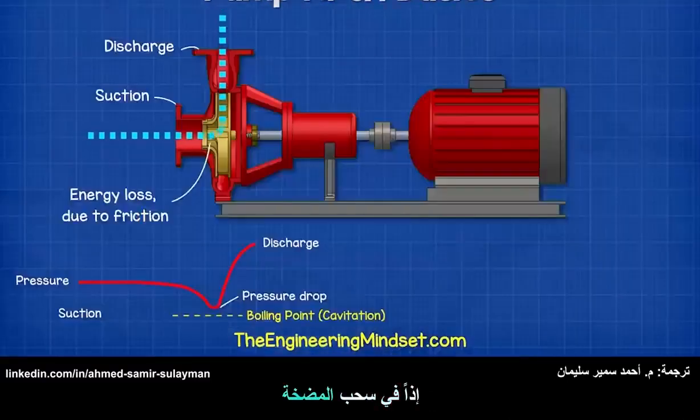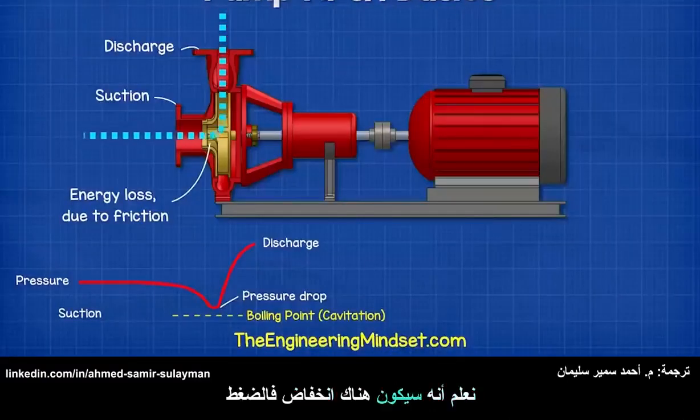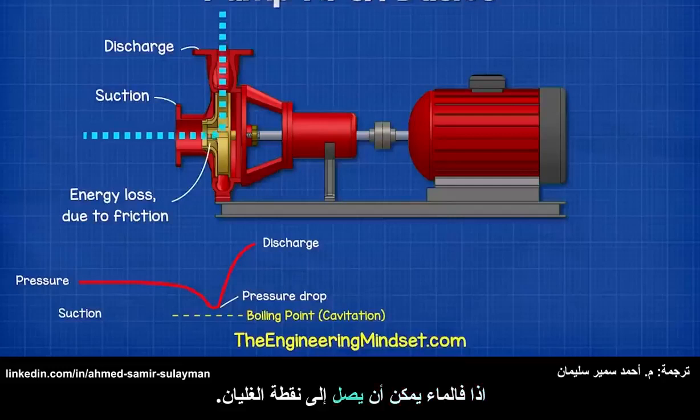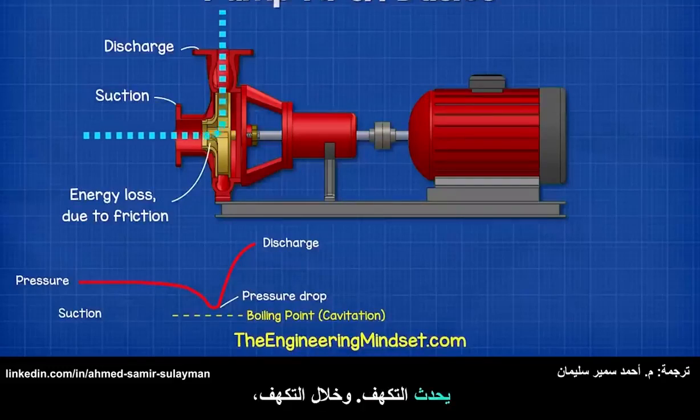So at the suction inlet of the pump, we know that there is going to be a pressure drop. And if this pressure is less than the vapor pressure of the liquid being pumped, then the water can reach boiling point. When this happens, cavitation occurs.